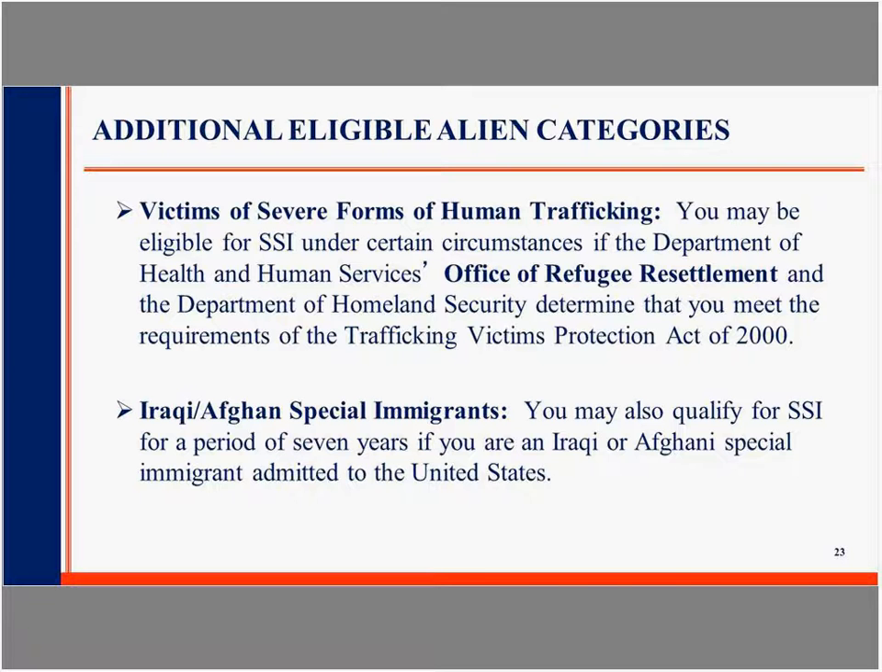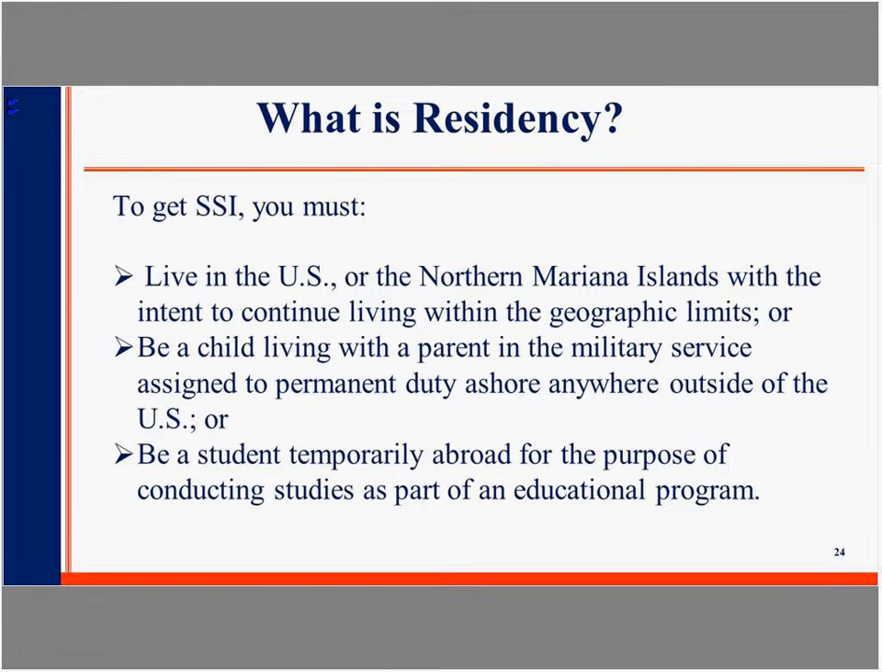Now, a lot of information. On the next slide, we're going to continue with additional eligible alien categories. This would include victims of severe forms of human trafficking. You may be eligible under certain circumstances if the Department of Health and Human Services or the Office of Refugee Resettlement and the Department of Homeland Security determine that you meet the requirements of the Trafficking Victims Protection Act of 2000. Afghan special immigrants: you may also qualify for SSI for a period of 7 years if you're an Iraqi or Afghani special immigrant admitted to the United States.